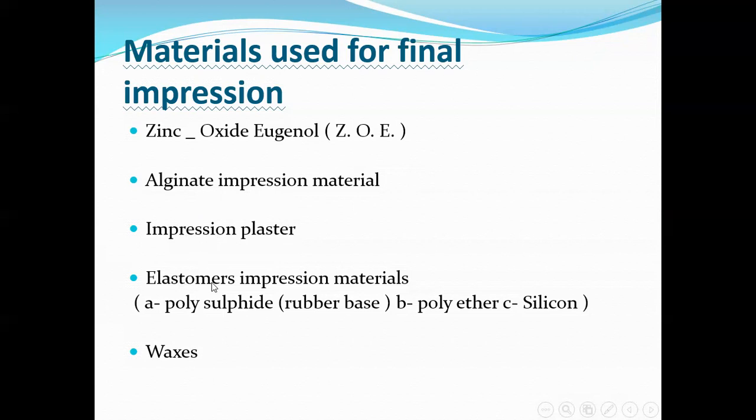Fourth, we have elastomeric impression materials, including polysulfide, rubber-based impression material, polyether, and silicone. Silicone has several types, and we will take all of them in dental materials, along with the properties of these materials. Finally, waxes can also be used. Some kinds of waxes can be used for taking the primary impression and the final impression.